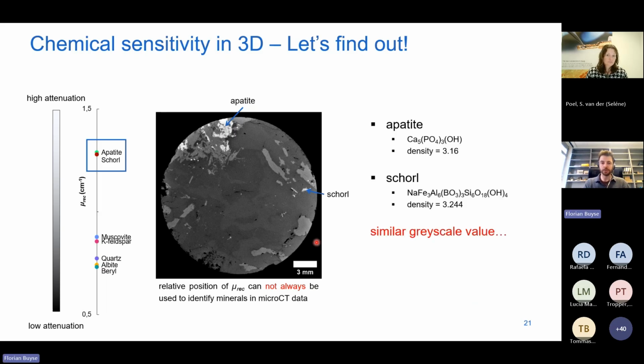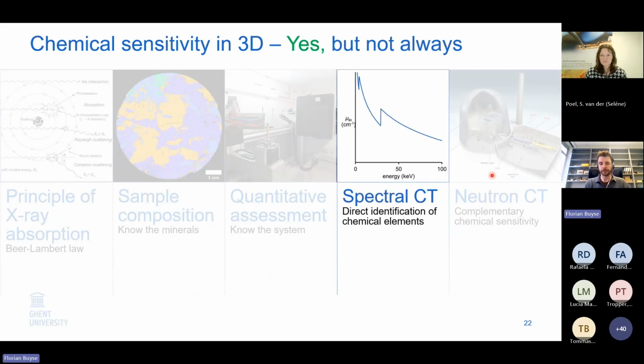Going back to the previous example, there are some limits, of course, when you have similar grayscale values, in this case, apatite and other minerals, although different density and a different chemical composition, you see that the grayscale values can be almost the same. So there are some limits to this. Therefore, part of the work I did was looking at the usefulness of using spectral microCT, as this looks really at these K edges within your energy spectrum or your energy attenuation curve to really directly identify the chemical elements that cause these peaks in these curves.